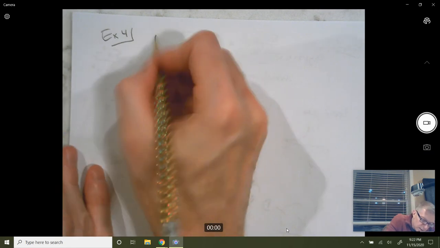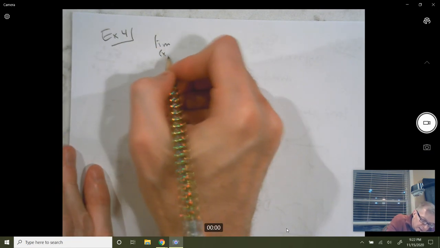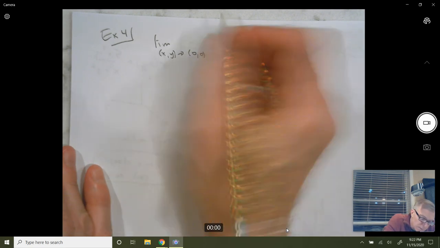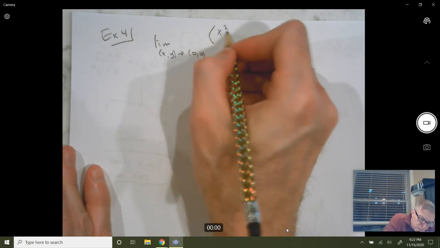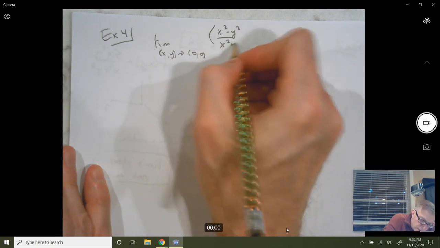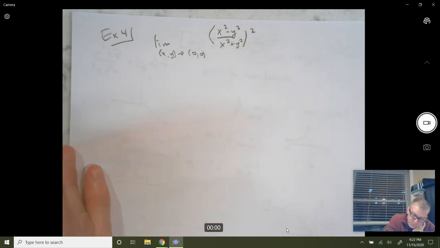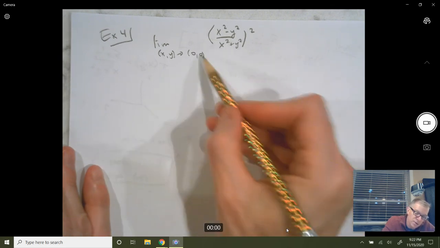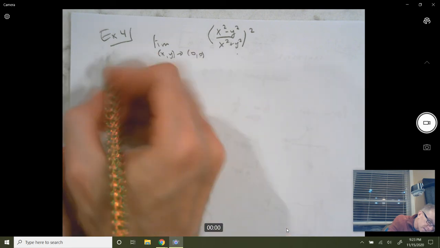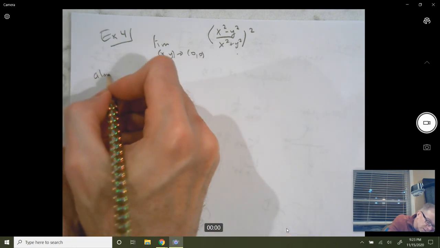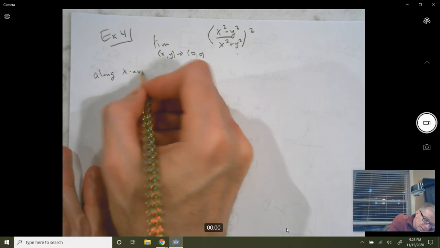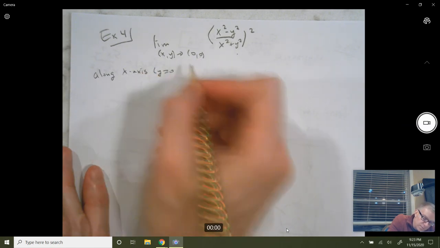So the limit as (x, y) approaches (0, 0) of the function (x squared minus y squared) over (x squared plus y squared) quantity squared. Plugging in (0, 0), you're going to get 0 over 0, which is undefined. So let's try some paths. I usually will try along the x-axis and y-axis first, which means the y value is 0.